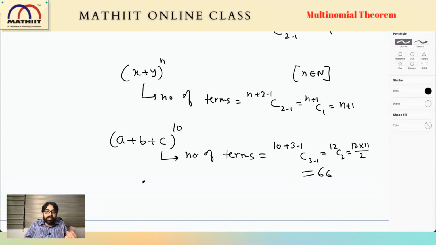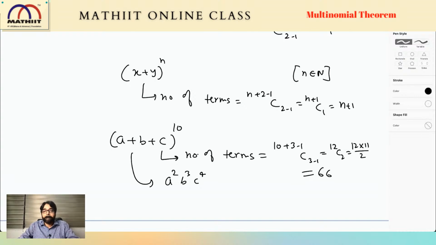In those 66 terms, terms will come like this: a square, b square, c power 6, something like that. Remember, the sum of the powers should be 10 only, because this is the distribution. Distribution means 10 has to be distributed like that. If anyone asks you, is it possible that one of the terms in the expansion can be a power 2, b power 3, c power 4? Speak out. Is it possible that the expansion contains this particular term?